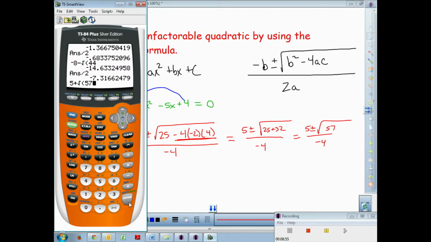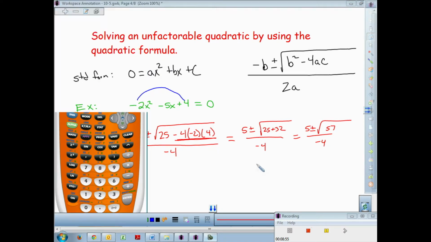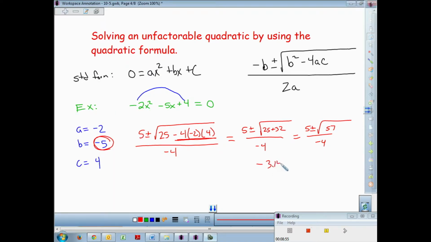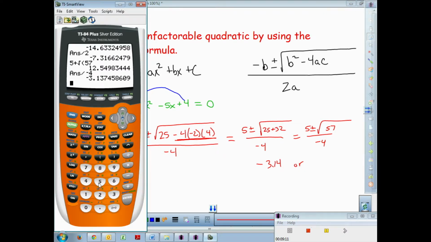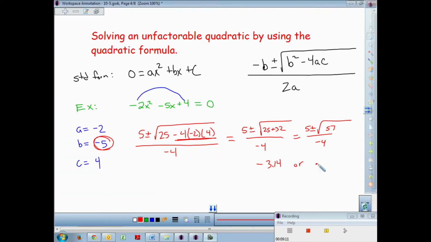Hit equals after that and divide it by -4 and get -3.14, or 5 minus the square root of 57, hit equals, and then divide it by -4, and you get +0.64. And those are approximate answers.